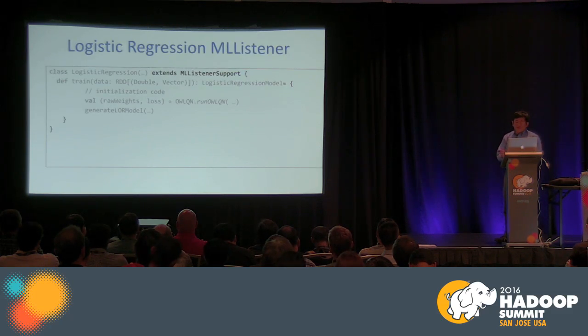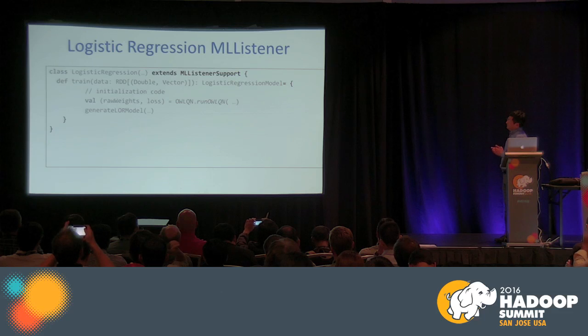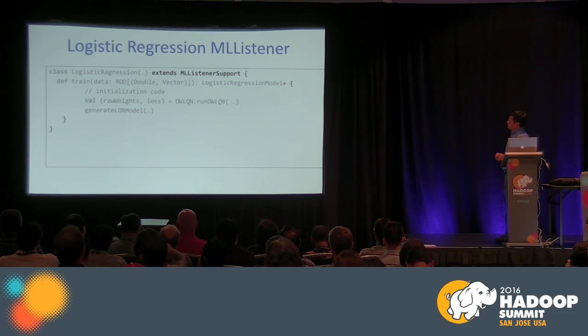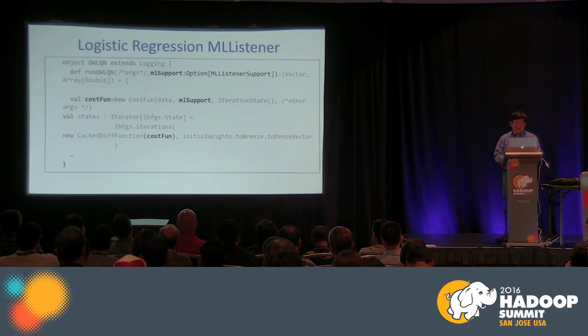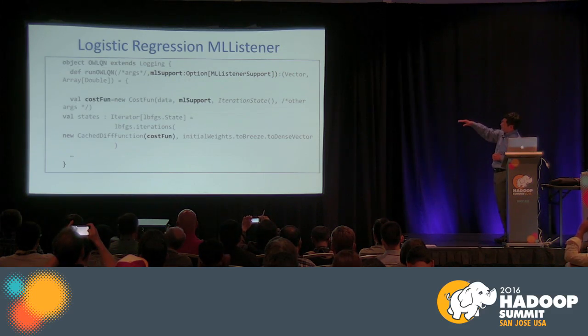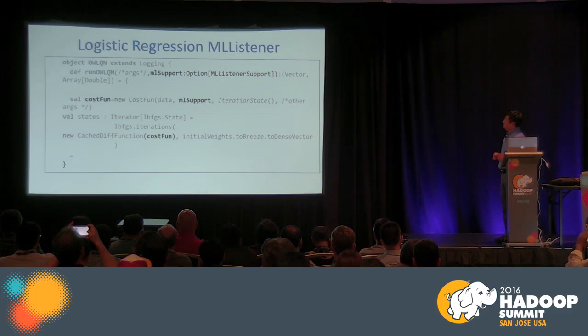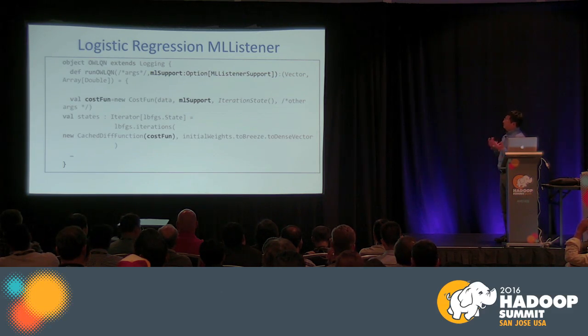So that's all on the server side that you need to do. If you ask, what about the other machine learning algorithms? Here is a similar change for logistic regression. You make logistic regression extend the ML listener support, and in that case we have a train method which runs this OWLQN run method. In that method, you construct a cost function and pass the cost function to some iterations. The only difference is that here I'm passing this machine learning support interface into the cost function.